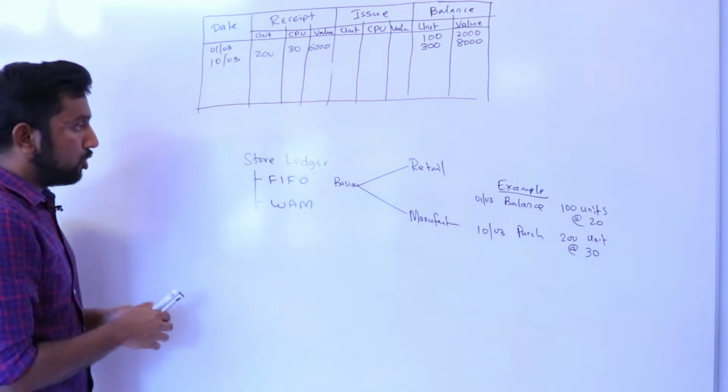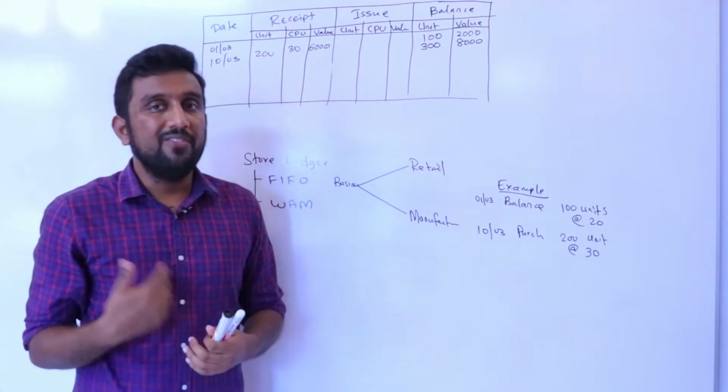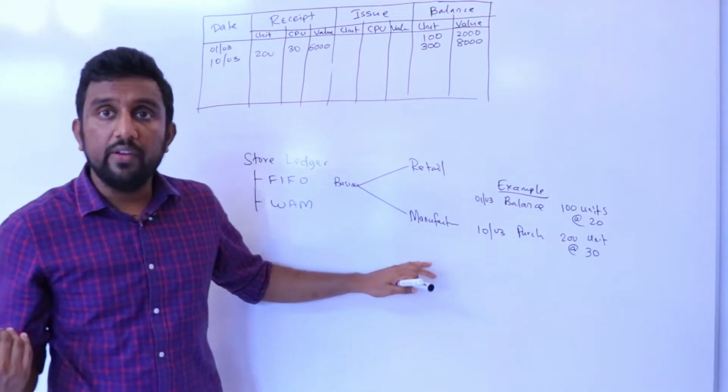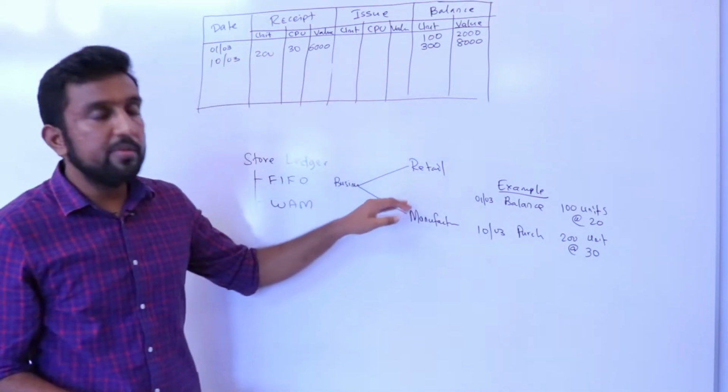Now I'm going to show how the FIFO method works. Once you purchase, what do you do? If it is a manufacturing business, they will issue to the manufacturing plant. And if it's a retail business, what will they do?